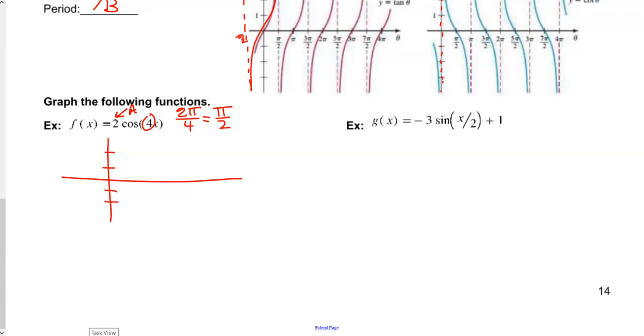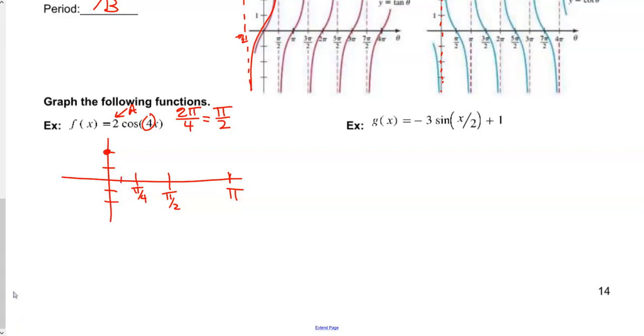So in every pi over 2, I'm going to have a new cycle of cosine. I'm going to do two cycles here. I'm going to let this be my pi over 2. Then I'm going to finish off another one by the next pi over 2, which would end at pi. And cosine of 0 originally is 1, but with the 2 out front, I'm going to start here on the y-axis up, not at 0. I'm going to start at the maximum amplitude. And if I divide by 2, or multiply by half, that means this is going to be pi over 4.